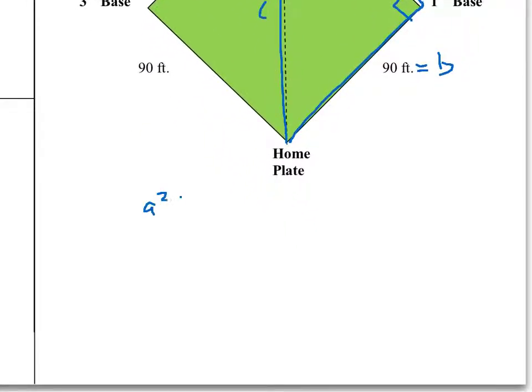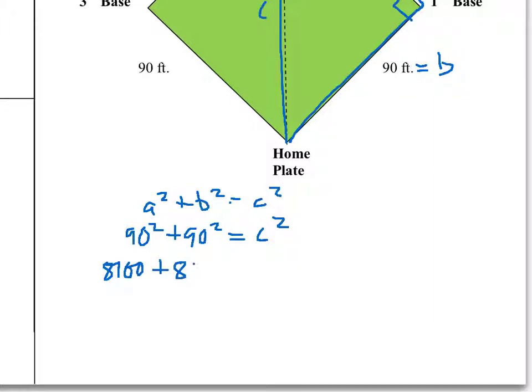That's A squared plus B squared equals C squared. 90 squared plus 90 squared is C squared. 8100 plus 8100 equals C squared. 16,200 equals C squared.